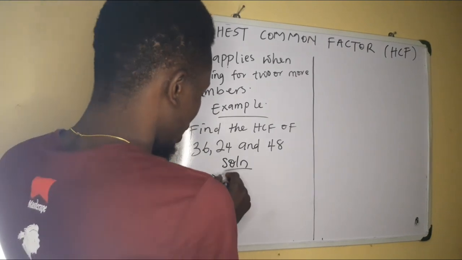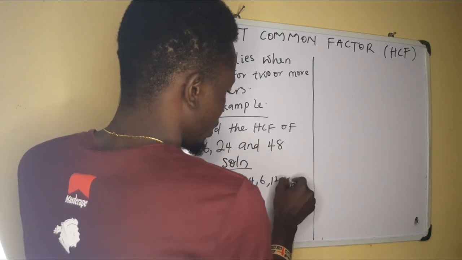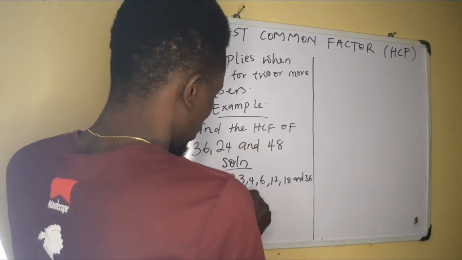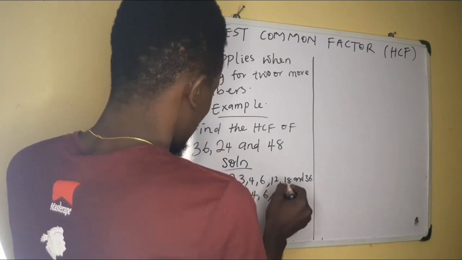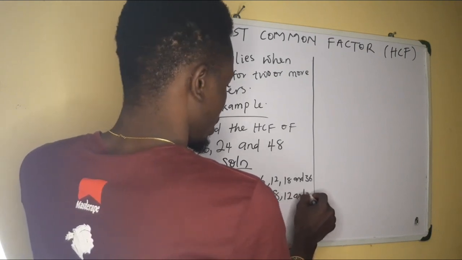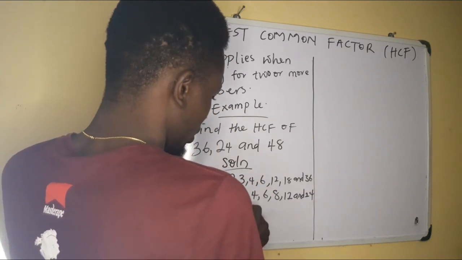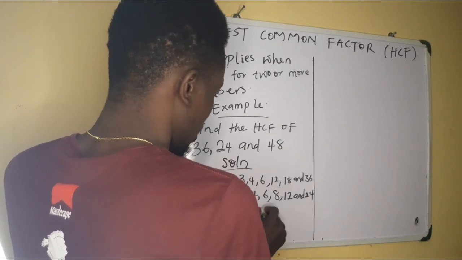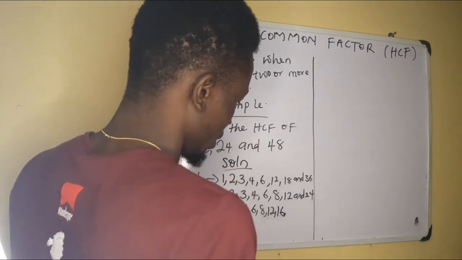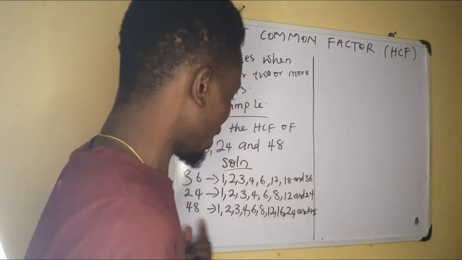So factors of 36 are numbers that can divide it, and they are as follows: 1, 2, 3, 4, 6, 9, 12, 18, and 36. Factors of 24 are 1, 2, 3, 4, 6, 8, 12, and 24. Factors of 48 are 1, 2, 3, 4, 6, 8, 12, 16, 24, and 48. So these are the factors of these three numbers.